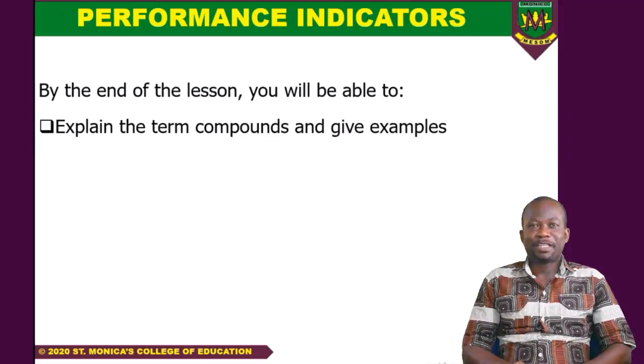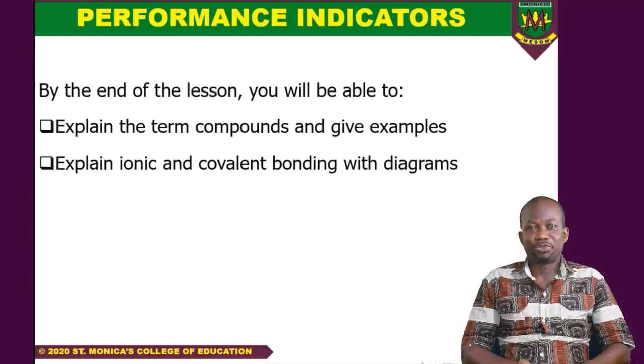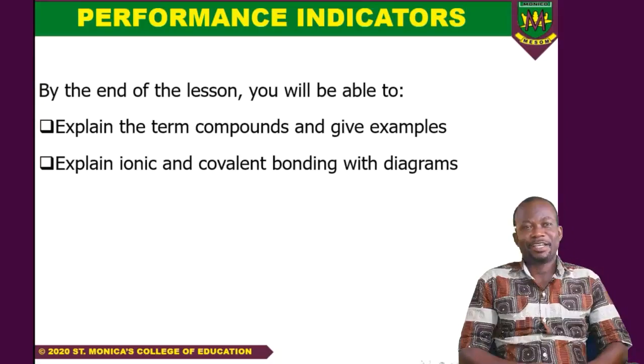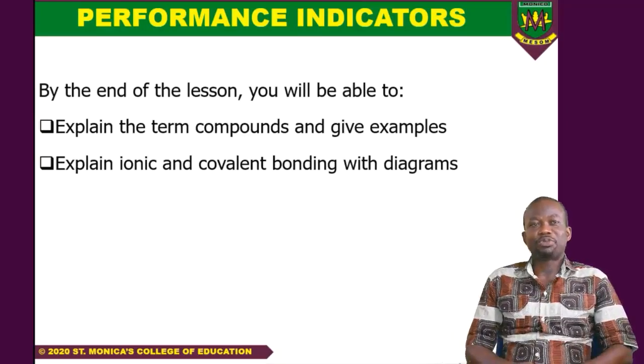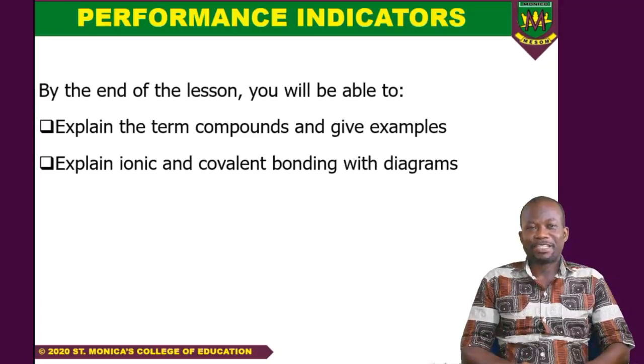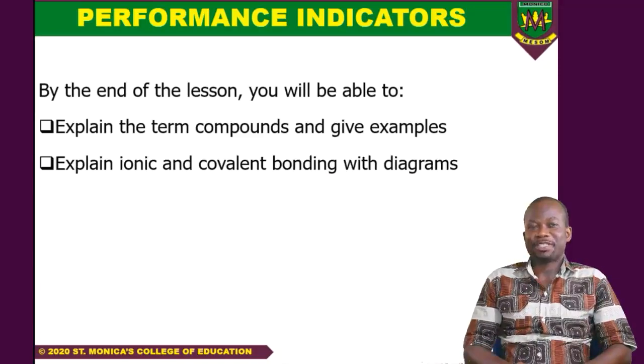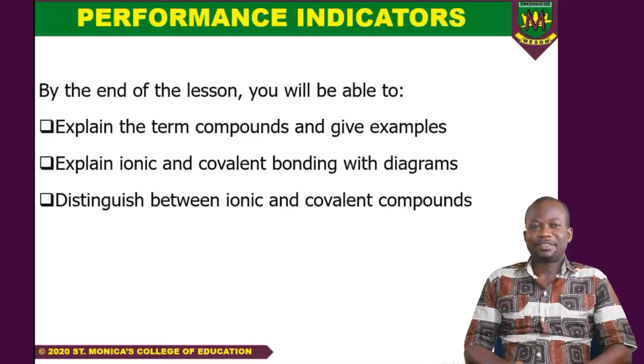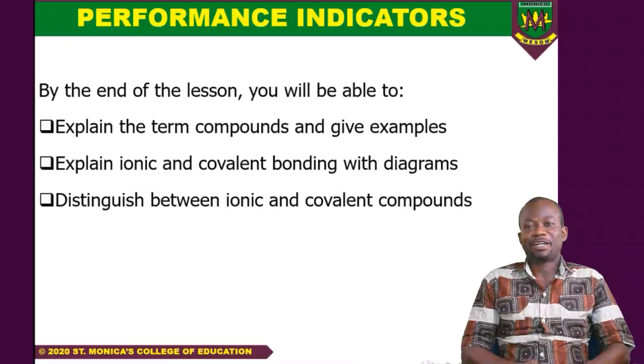Now, the performance indicators that we expect you to exhibit at the end of going through this section is that you should be able to explain the term compound and give examples. You should also be able to explain ionic and covalent bonding with diagrams. And finally, you should be able to distinguish between ionic and covalent compounds on the basis of their properties.